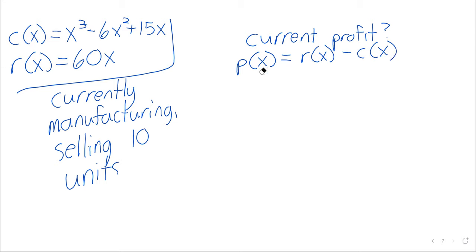So the profit specifically, when X equals 10, is the revenue when X is 10 minus the cost when X is 10. And let me, I always forget to get this calculator loaded before class. Let's do that now. It'll take 30 seconds to a minute.